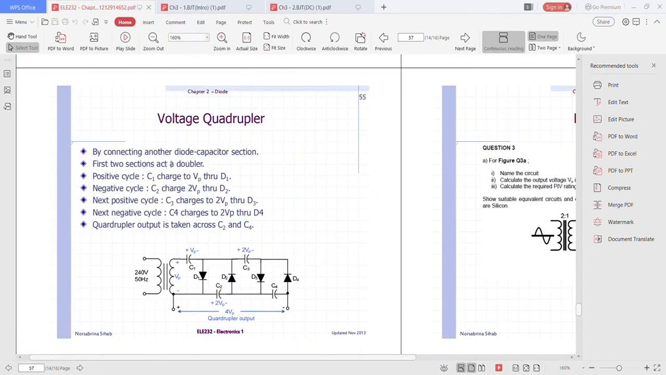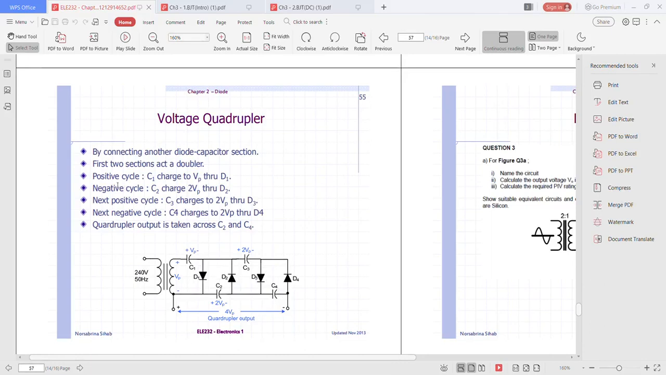Okay, now we look at the next slide, which is voltage quadrupler. By connecting another diode capacitor section, this one, C4 and D4, first two sections act as a doubler. This one acts as doubler, this section. The third diode acts as tripler. The fourth diode and the fourth capacitor act as quadrupler.